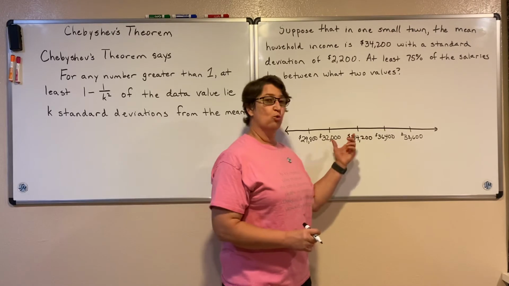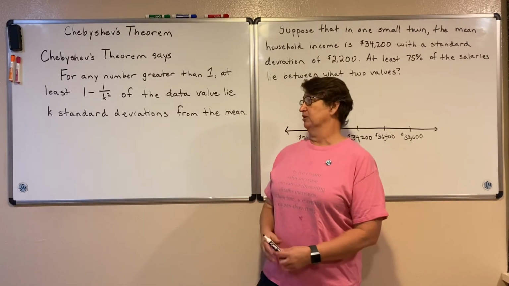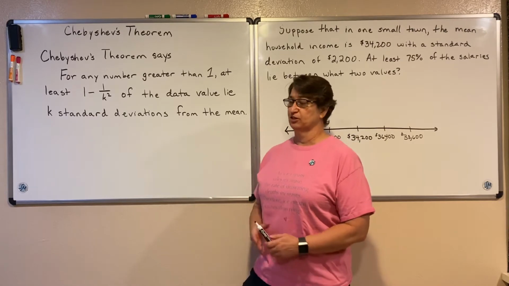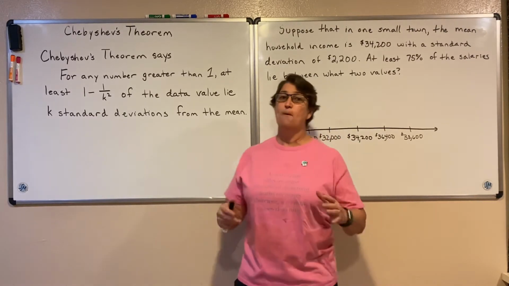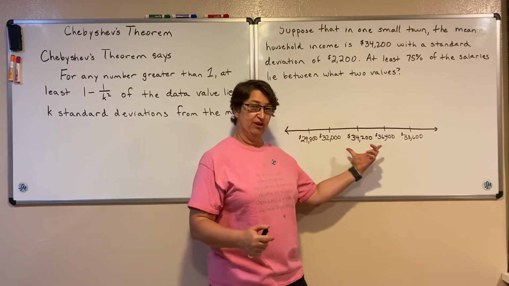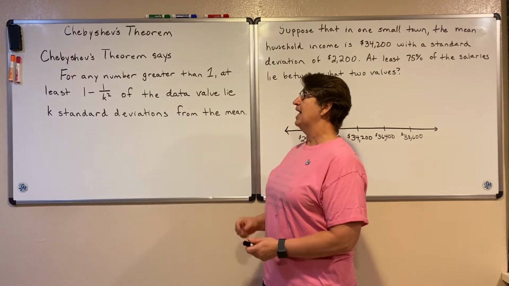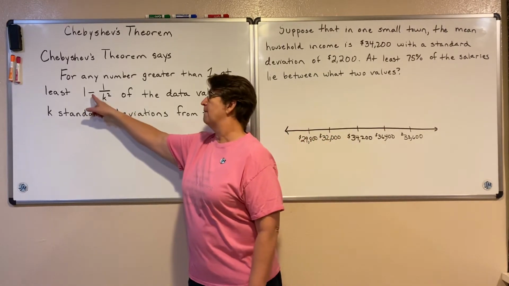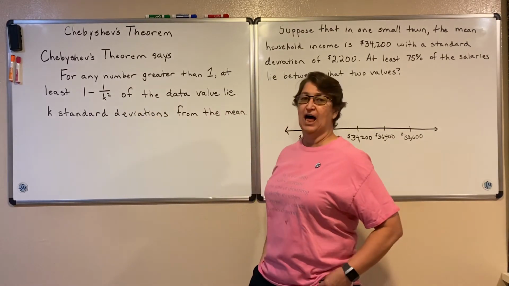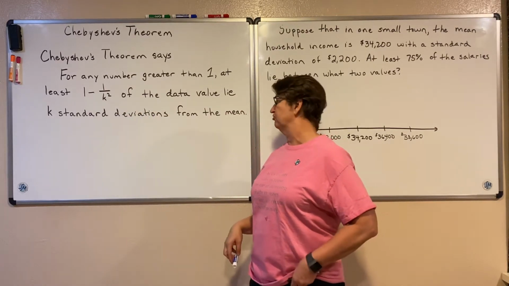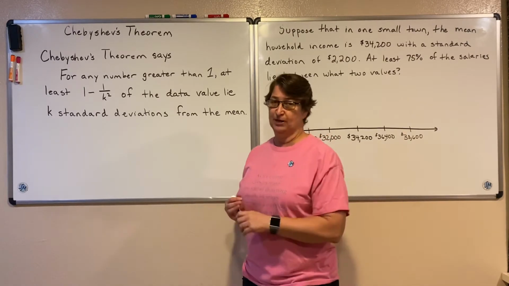Okay, so with this kind of in mind, let me go back to Chebyshev's theorem. Chebyshev's theorem says that for any number k greater than one, so we're going to go more than one standard deviation out, at least 1 minus 1 over k squared of the data values lie within k standard deviations of the mean. What in the world does that mean? Let me help you out, okay?